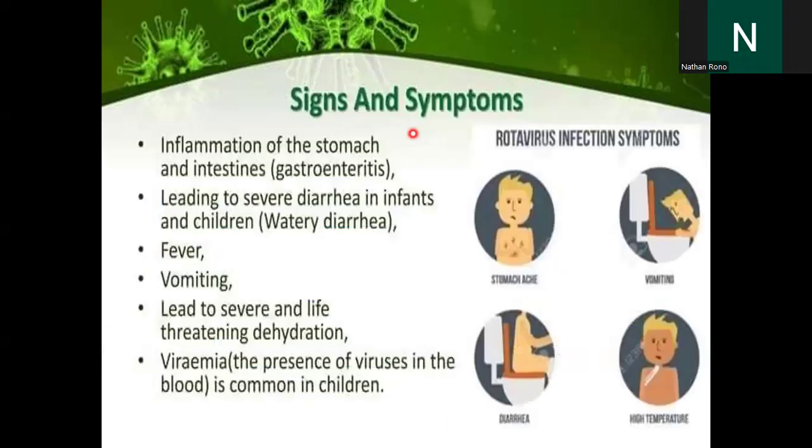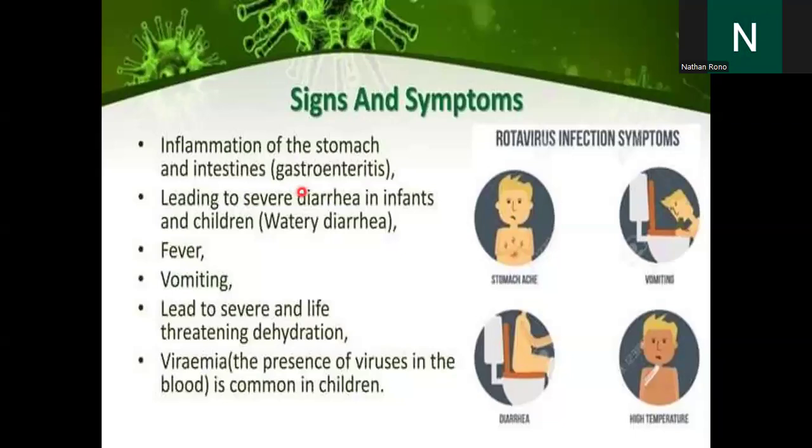Good. I'm seeing you're catching up. So we have inflammation of the stomach, so gastroenteritis, leading to severe diarrhea in infants, watery diarrhea. So you'll notice that this is not bloody. We don't have any invasion into the mucosa, because that's usually the mechanism of bloody diarrhea. There's no invasion of the mucosa.